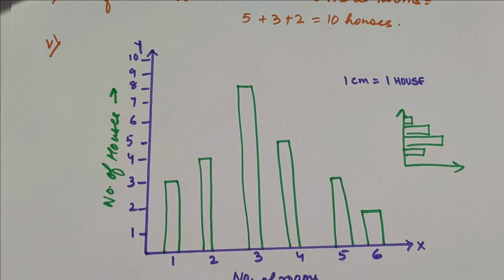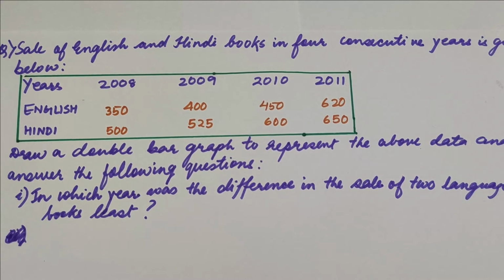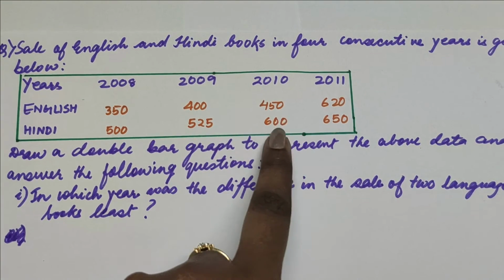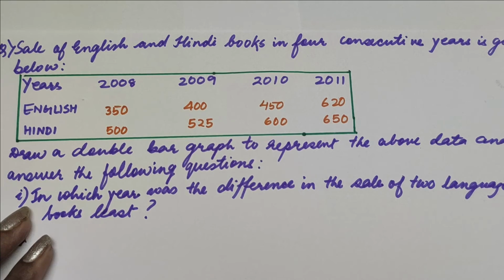Let us take one more question to understand bar graph. So in this question we will be doing a double graph. Now generally a double graph is made to compare the data items, and when you look at the double graph you can easily make out any changes which have happened. So here we have the sale of English and Hindi books in 4 consecutive years. This is the table. We have to draw a double graph for this data and answer a question given accordingly.